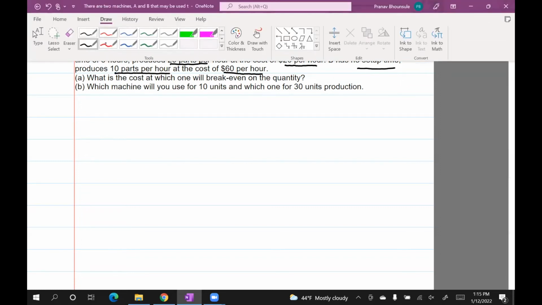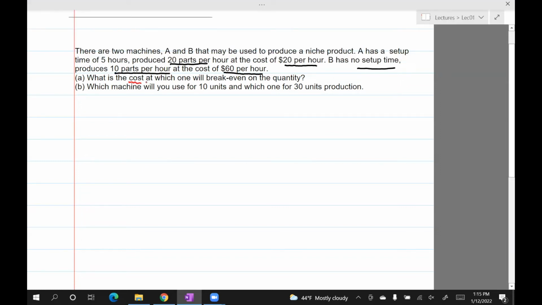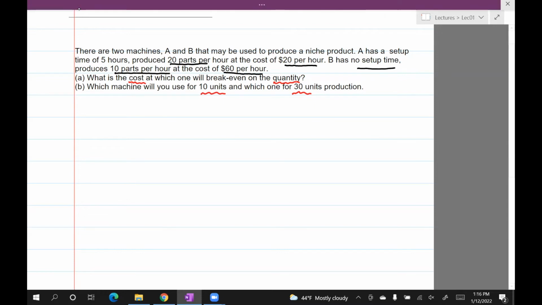The key thing here is that we want to find the cost at which we break even on the quantity, which means at what quantity we'll see that A and B would have the same cost. Okay, that's what it asked. And then the question is, once you find the break-even point, if you are asked to produce 10 parts versus 30 parts, which of these processes or machines will you use? Okay, so B depends on A, so let's go ahead and solve for A first.